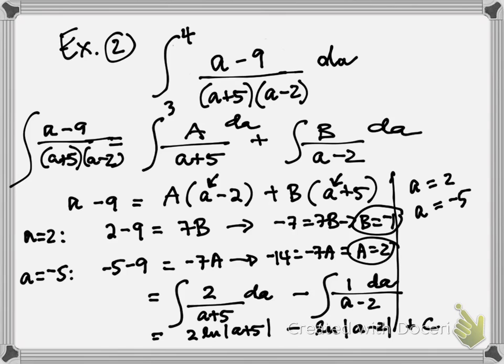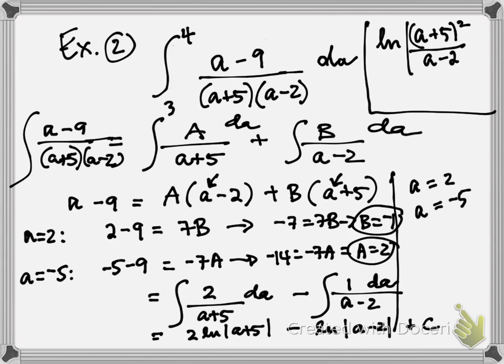Okay, and then you can again apply the second law of logarithms, and this might look like this. Ln of a plus 5 squared over a minus 2, because that 2, by applying the third property, becomes the exponent of the a plus 5, and then plus c.